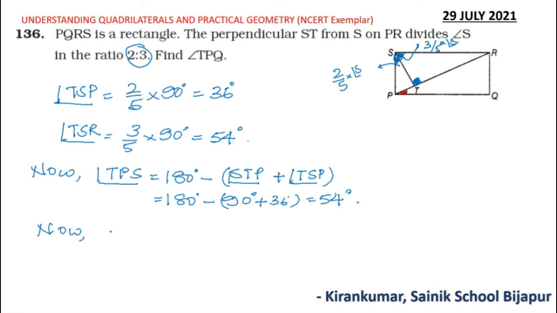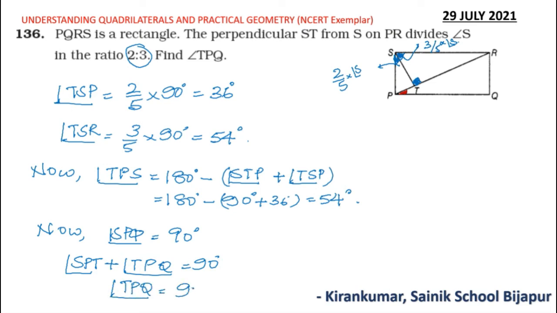Now, angle SPQ is 90 degrees because it's a rectangle. This angle SPQ is the sum of angle SPT plus angle TPQ, which is 90 degrees. Therefore, angle TPQ will be equal to 90 degrees minus angle SPT, and this angle SPT is 54 degrees. So 54 has to be subtracted, we get it as 36 degrees. Hence, we have found this angle to be 36 degrees.